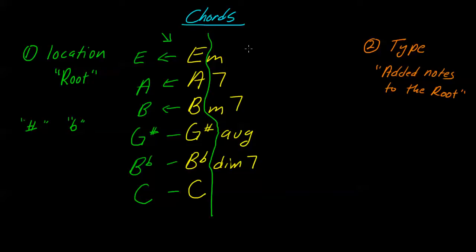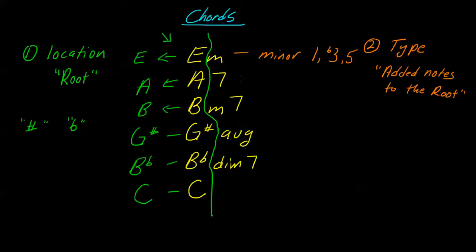So let's go over each one of these. This E minor, little m stands for minor, is a minor chord. That's the type. And minor chords, by definition, include these notes. It includes the one. The one, by the way, is always the root. That's what the location means. And you're going to add to the one, which in this case is an E, a flat 3 note and a 5.